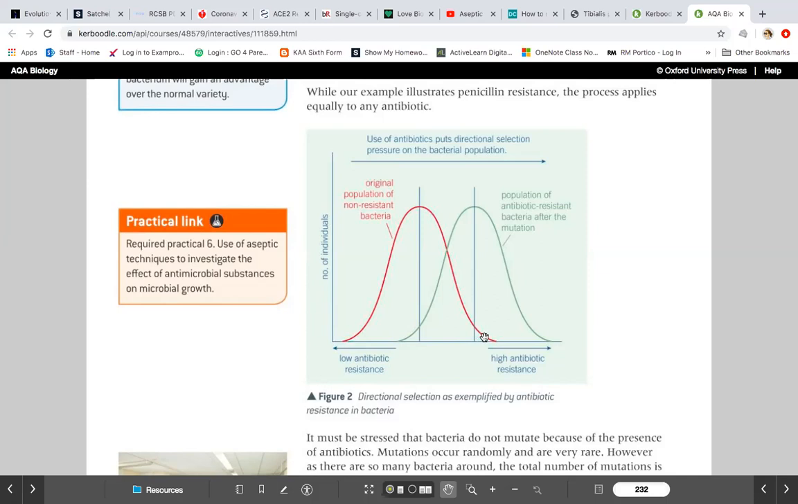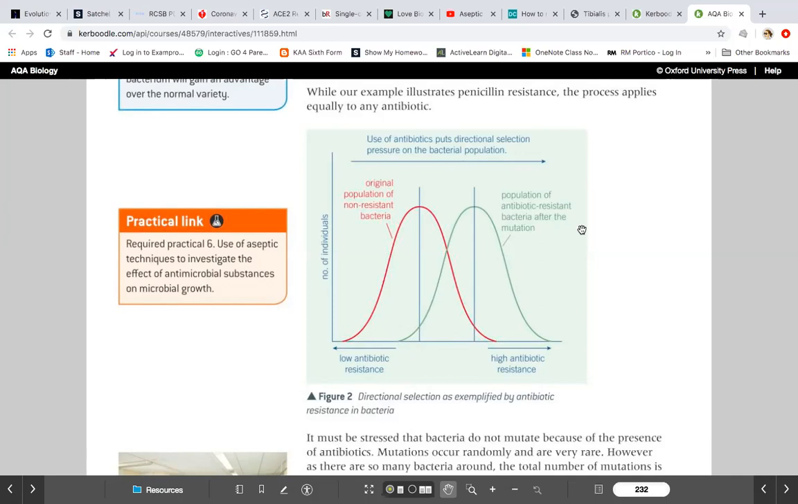So that when you take the penicillin, all of these bacteria would be killed, but only these ones over here, maybe they survive because they are the most resistant. And then the new population will grow up from these bacteria, from this limited population over here. And when that population grows up, it has a completely differently placed normal distribution curve that has shifted along to having high antibiotic resistance. Okay, so the use of the antibiotics puts directional selection pressure on the bacterial population.